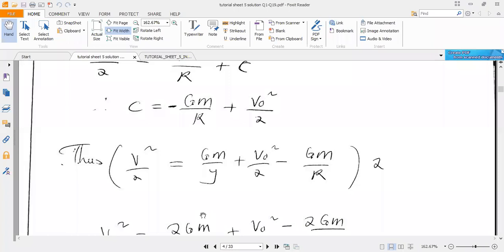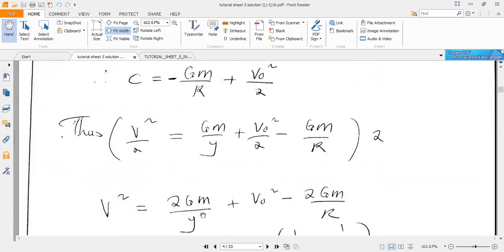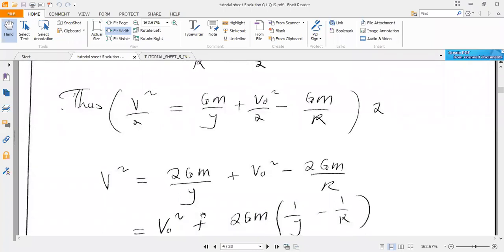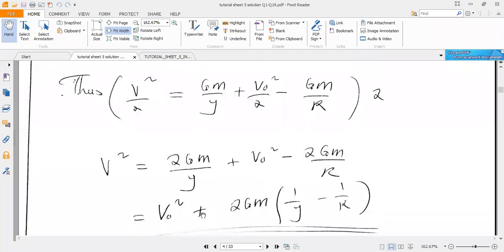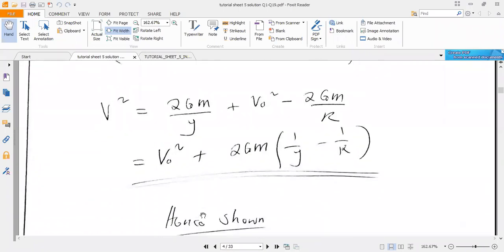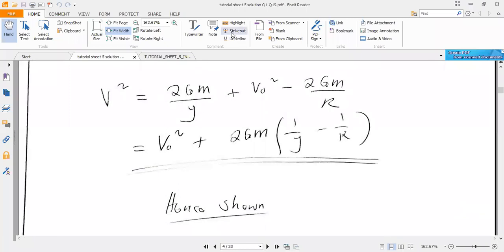Then we multiply by 2 so that we get rid of the denominator of b squared, so that we just remain with b squared as the subject. So it will now be b squared is equal to 2gm over y plus b naught squared minus 2gm over r. Then you can factor out the 2gm. You get b naught squared plus 2gm, open brackets, 1 over y minus 1 over r. So that is our final answer, hence shown.